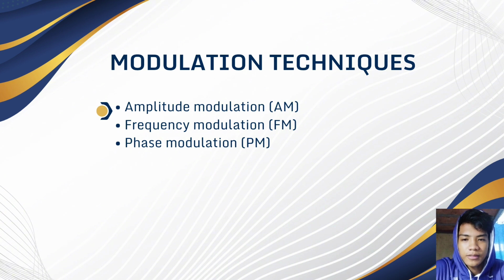Modulation techniques. Once encoded, data needs to be modulated. Modulation allows us to send signals efficiently over long distances. There are three main types. Amplitude modulation, where the strength of the wave changes.